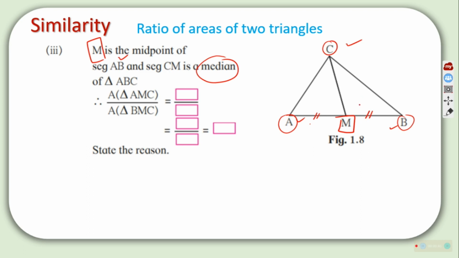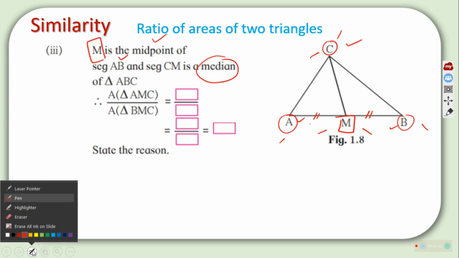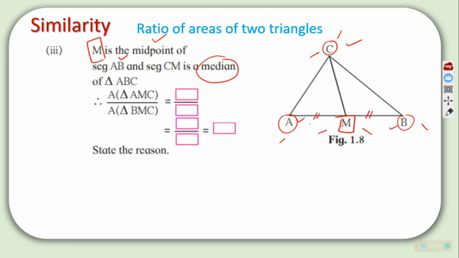Now the question is to compare the ratio of area of AMC with that of BMC. It's a very special question. Why? Because till now the question was by giving height or base. Now height is not given, but you know that the height is common in this case. If I draw a perpendicular here, this will be the height, but it's not given. Simply drawing it to make you understand. Height is common in this case.